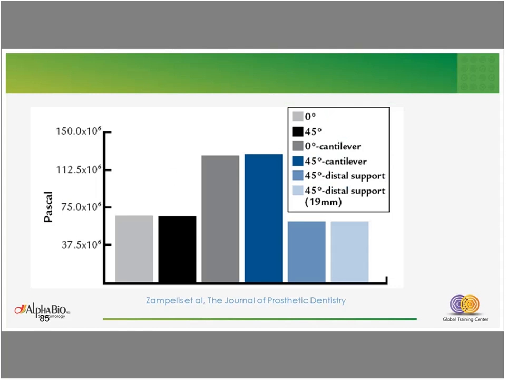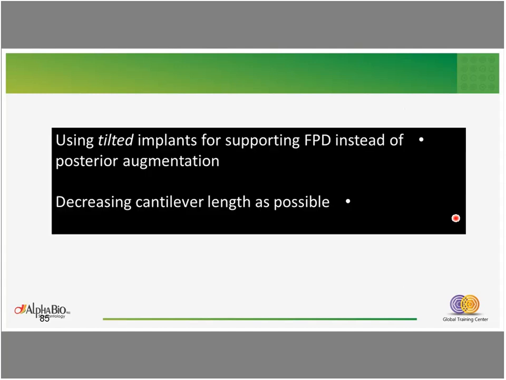But when we have angulated implants and we splint all the implants together, this is not a risk factor. So the concept of using the cantilever is to make the implants as angulated as possible in order to make the cantilever as short as possible.